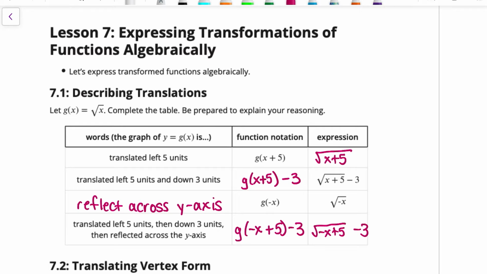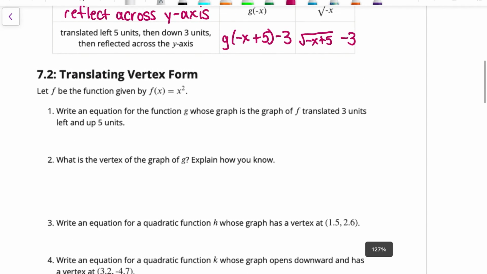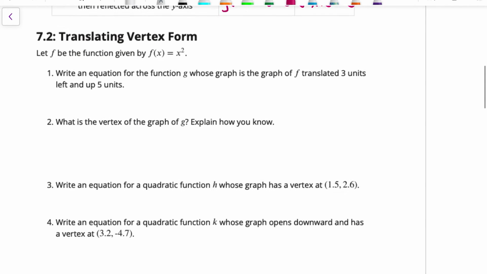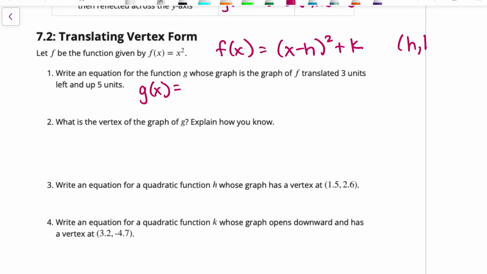Okay, so let's take a look at translating vertex form. So we have letting f be the function given by f of x equals x squared. Remember, that's a quadratic function. Write an equation for the function g, whose graph is the graph of f translated 3 units left and 5 units up. So g of x is equal to, and this is basically like, remember that f of x equals a times x minus h quantity squared plus k. That was the vertex form where the vertex was h, k.